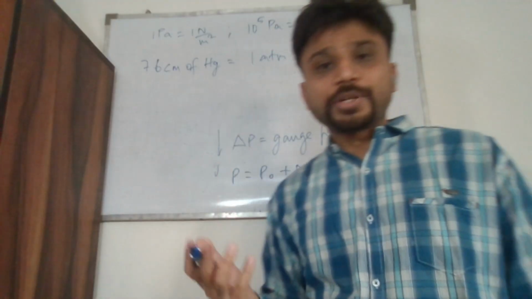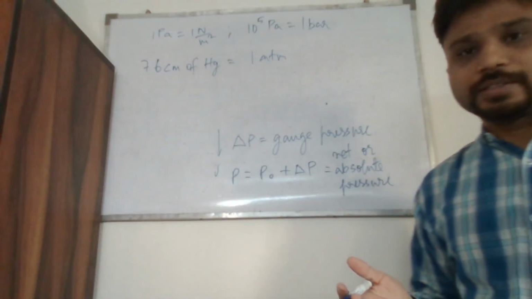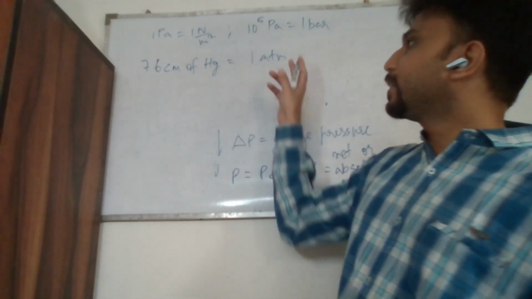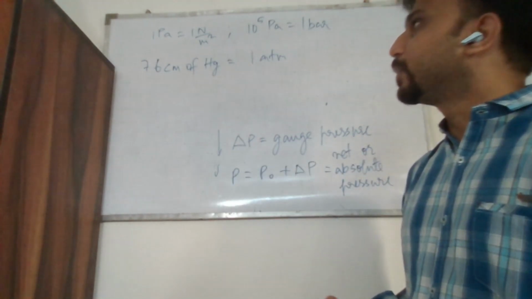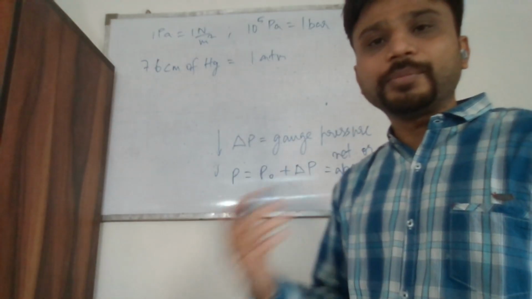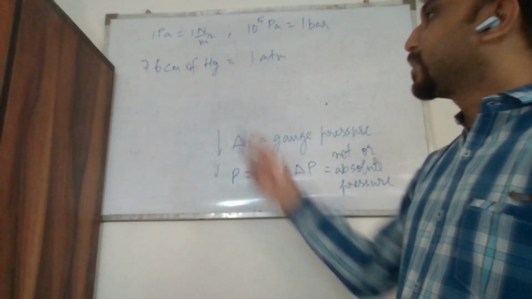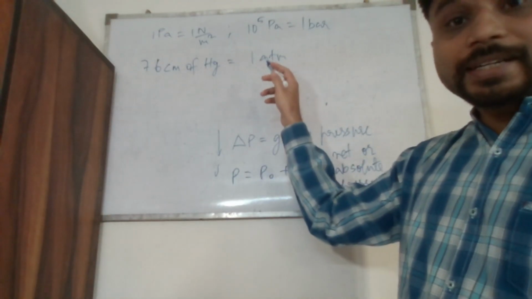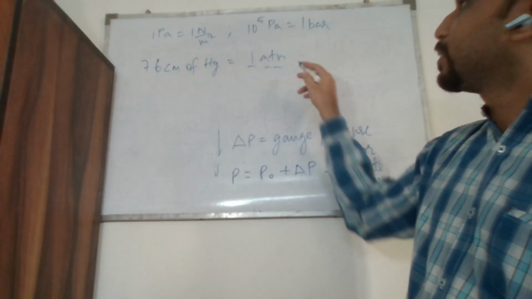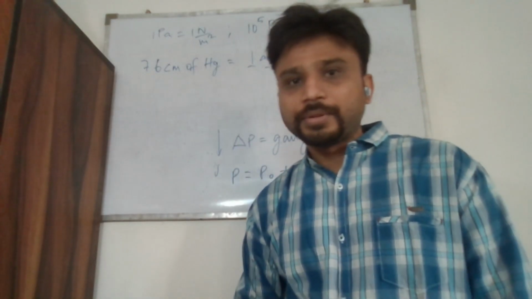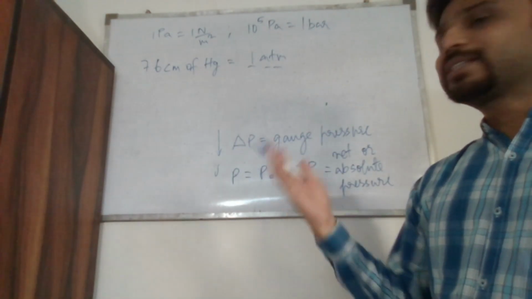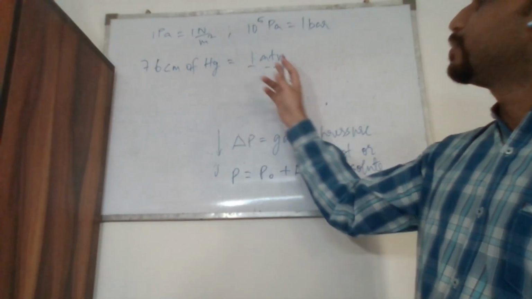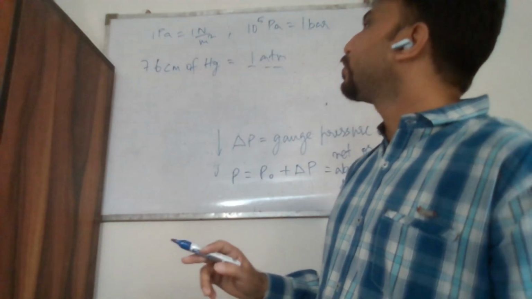So 1 atmosphere is the pressure exerted by the surrounding air on us. Using that, we define what is 1 centimeter of Hg. So 76 centimeter of mercury is equal to 1 atmosphere, which is written as 1 atm. atm is short for atmosphere. This is the normal pressure which is around us. So this is 1 atmosphere, this is 76 centimeter of mercury.